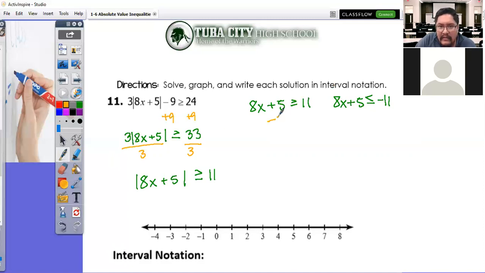All right, now continue solving it. So looks like we're gonna have to get rid of this 5, so minus 5 from both sides. So 11 minus 5 is gonna be 6. And over here, let's see what we got. We have negative 16. All right. Now we got to divide both sides by 8 because we got to get this 8 out of here. So divide by 8, divide by 8.